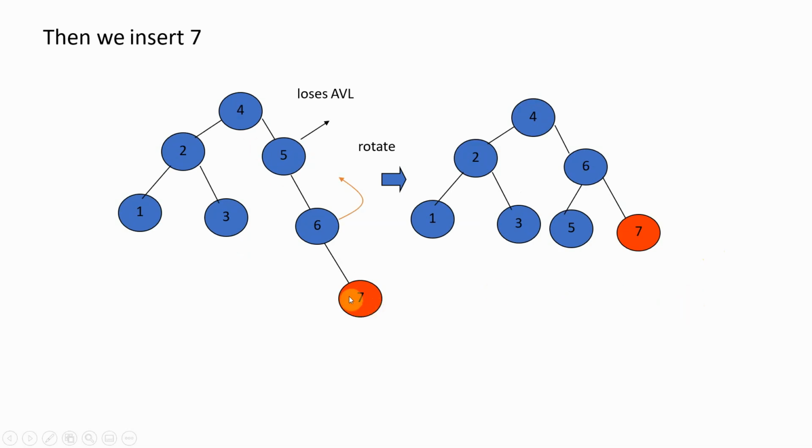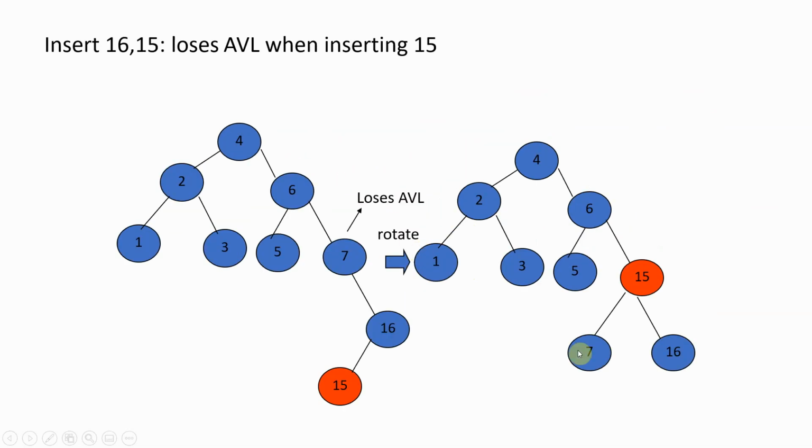Again, we calculate the balance factor. This is 0, this is -1, this is -2. This loses its AVL property. It's a right case. We only need to do a single left rotation. So 5 is going to move towards left. It's going to be pulled down. 6 goes up, 7 goes up. So we end up with this full BST after a single left rotation.